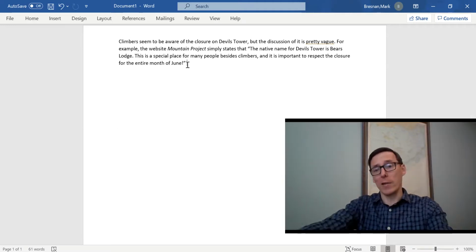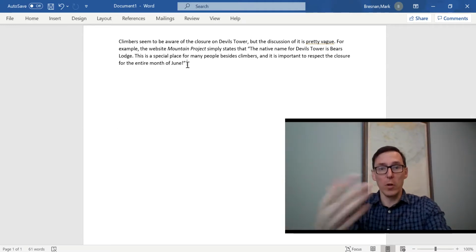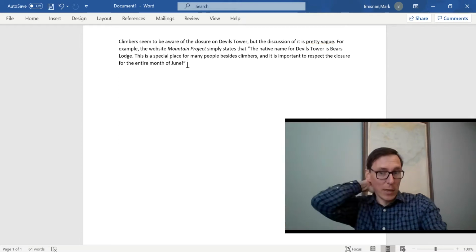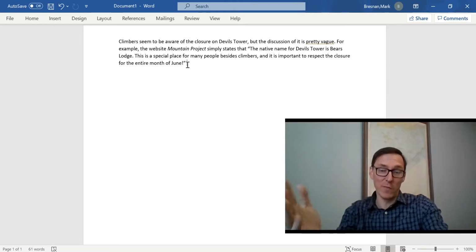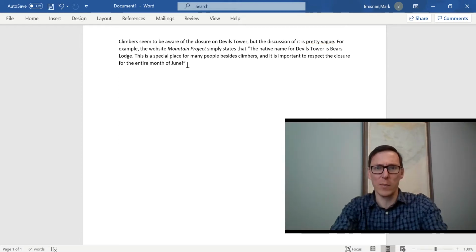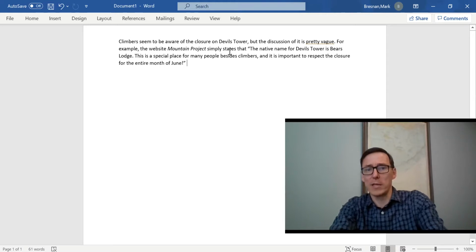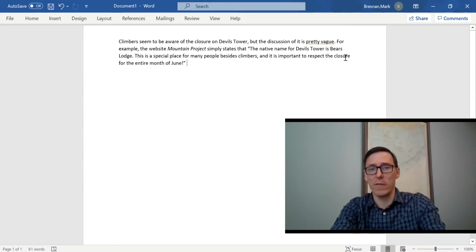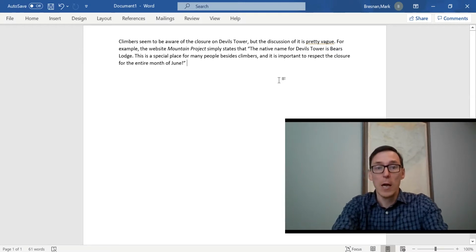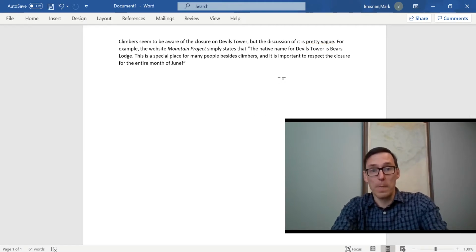I don't want to stop there though. In fact, looking at this quote makes me think, well, geez, I just kind of glanced at the page. Is there any more specific information anywhere else? Because this does seem pretty vague. So maybe I could say the Mountain Project simply states that the native name for Devil's Tower is Bears Lodge. This is a special place for many people besides climbers, and it is important to respect this closure for the entire month of June.